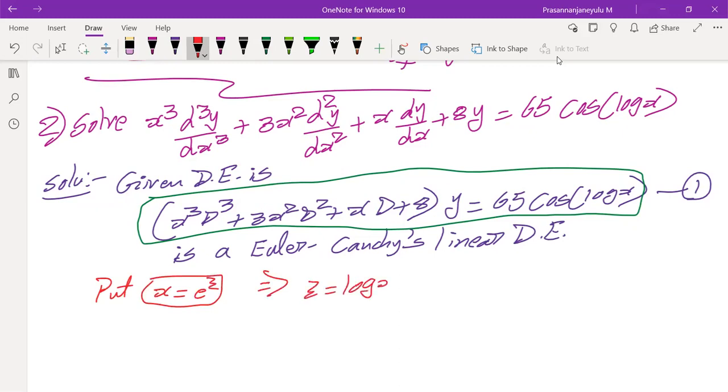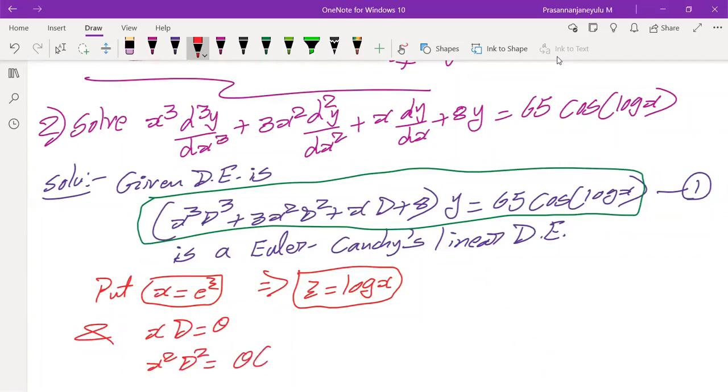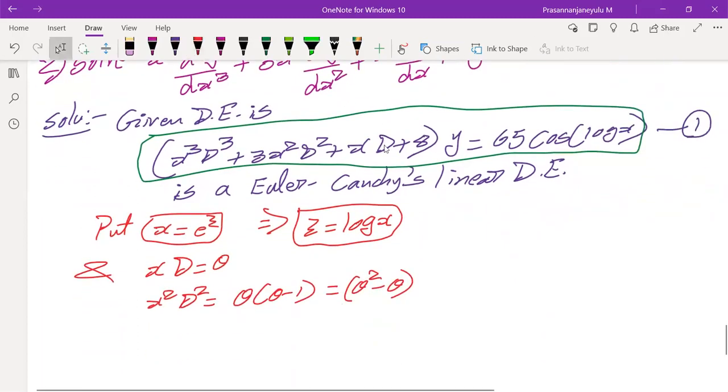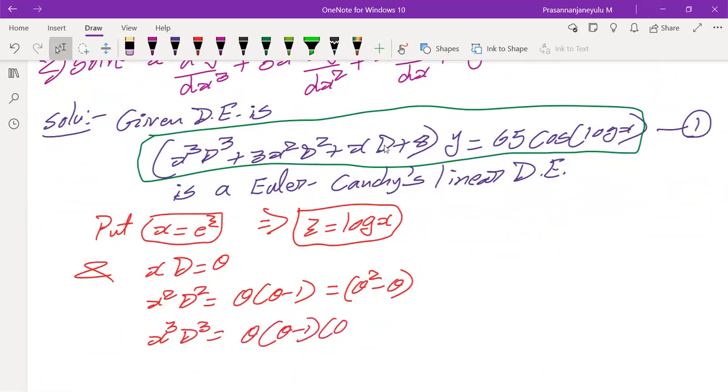And other than these things, what are the things we need to substitute? xd equals theta. We are having x square d square also. What is the x square d square value? Theta into theta minus 1, which equals theta square minus theta. And we are having the term x cube d cube also, so we need to take x cube d cube. What is x cube d cube? Theta into theta minus 1 into theta minus 2. Then if we do the simplification, theta minus 1 into theta minus 2 can be written as theta square minus 3 theta plus 2.